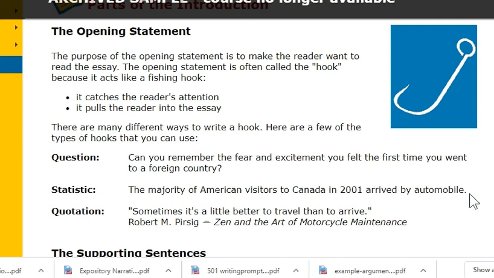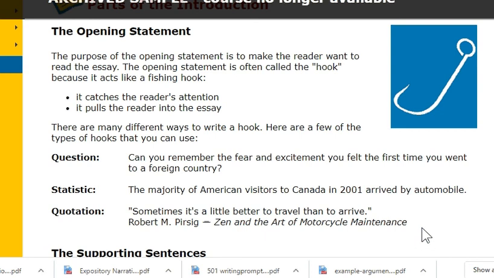Statistics can be interesting as a hook. Of course, you need sometimes to do a little research to do this one, but this is interesting. Statistic. The majority of American visitors to Canada in 2001 arrived by automobile. They didn't fly there. They drove into Canada. So people haven't thought about that. They'll have to stop now and think and wonder about that.